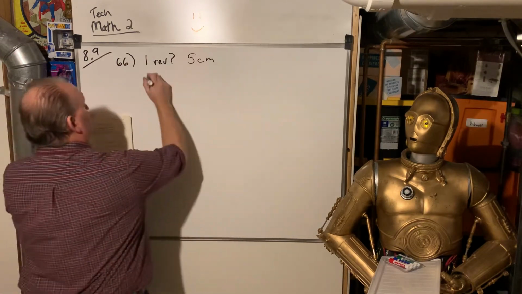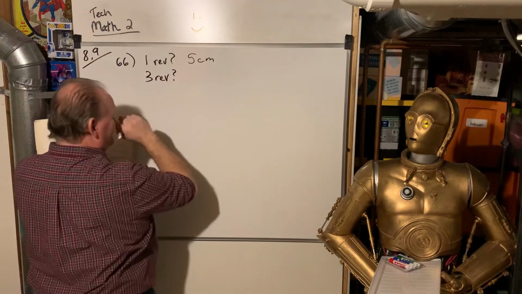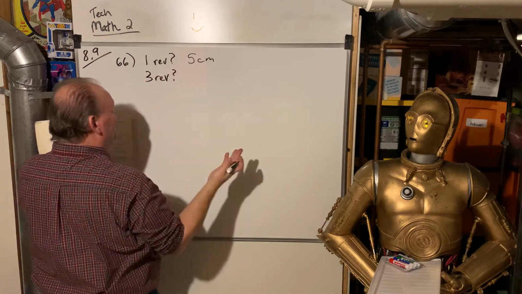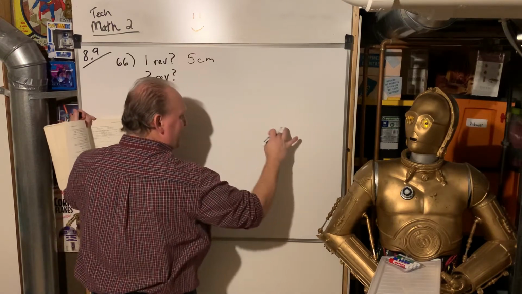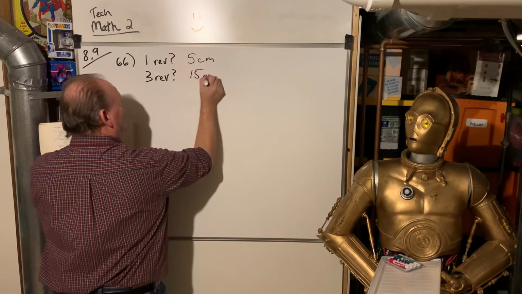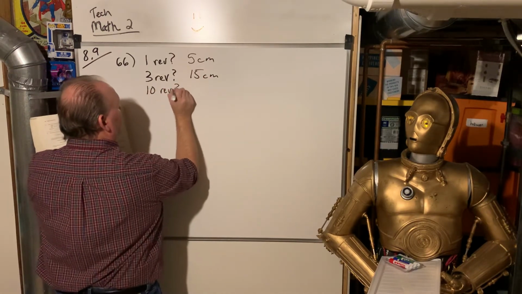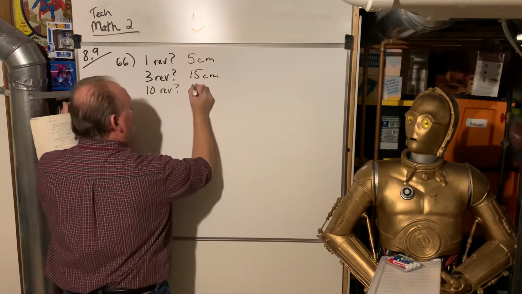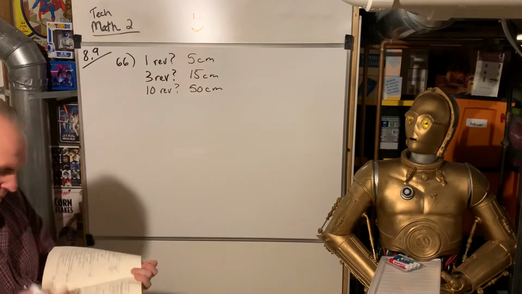In 3 revolutions, I called it a rotation, sorry, revolution. So 3 revolutions, 1, 2, 3. How long? Well, it would be 5 on the first one, 5 on the second one, 5 on the third one, so that would be 15 centimeters. And 10 revolutions, that would be 50. Just 10 times 5. All right.